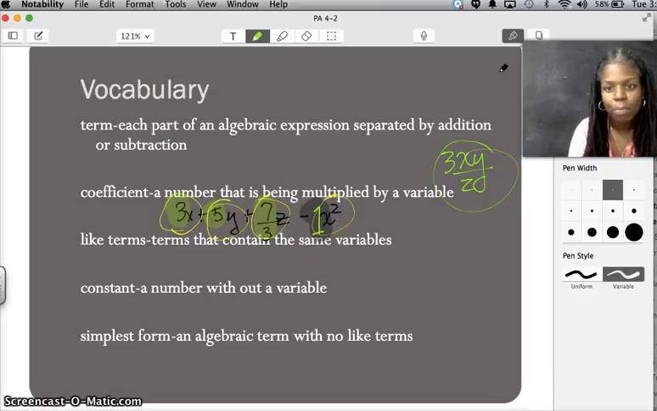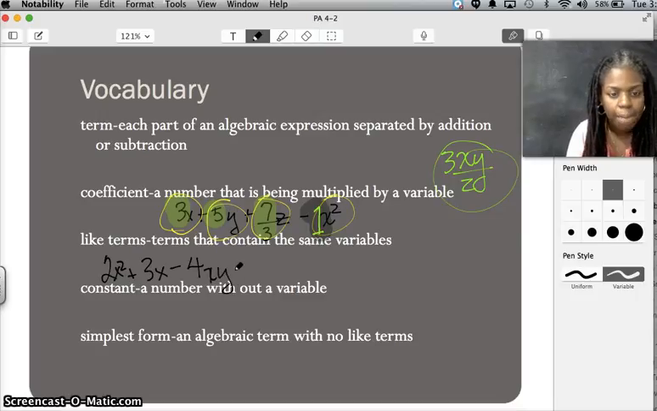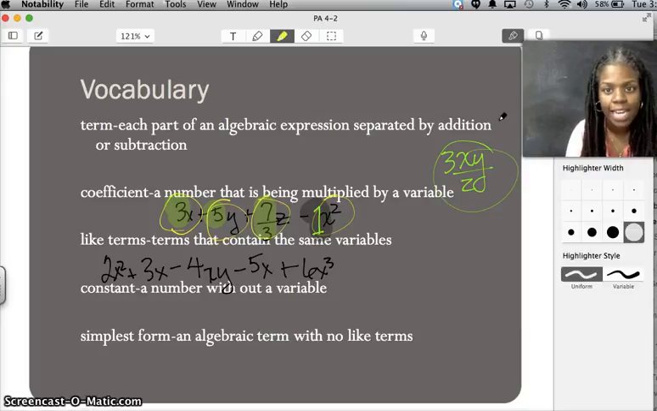Like terms. Probably pretty obvious, but I'll tell you about it anyway. Like terms are terms that contain the same variables, or they're terms that are alike. So here I've got 2x squared plus 3x minus 4xy, minus 5x plus 6x to the third. Now, each of these contains an x, but they are not all like terms. Like terms in this case, I'll highlight in yellow, would simply be this positive 3x and this negative 5x.